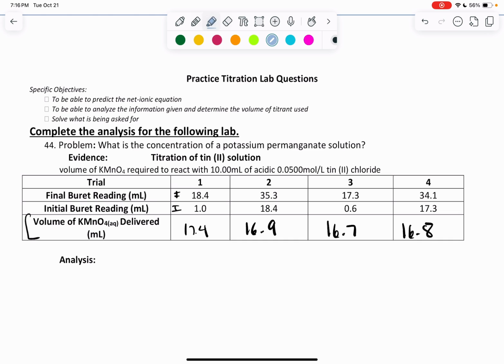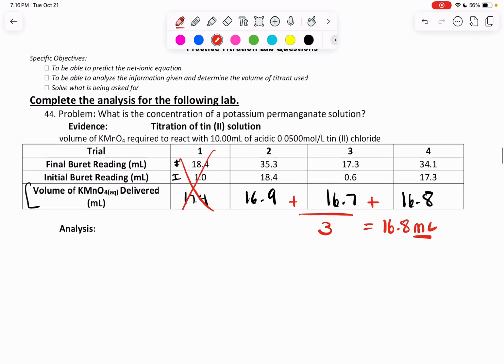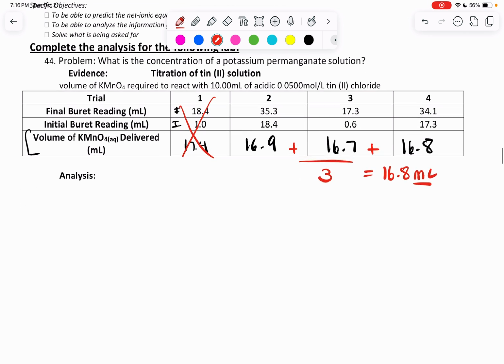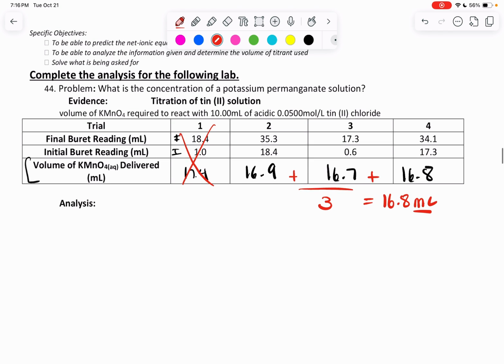I'm going to eliminate the one that I know doesn't fit the pattern. I'm going to add these all together and divide it by 3 to get my average volume of 16.8 milliliters. Now I'm going to make my net ionic equation.